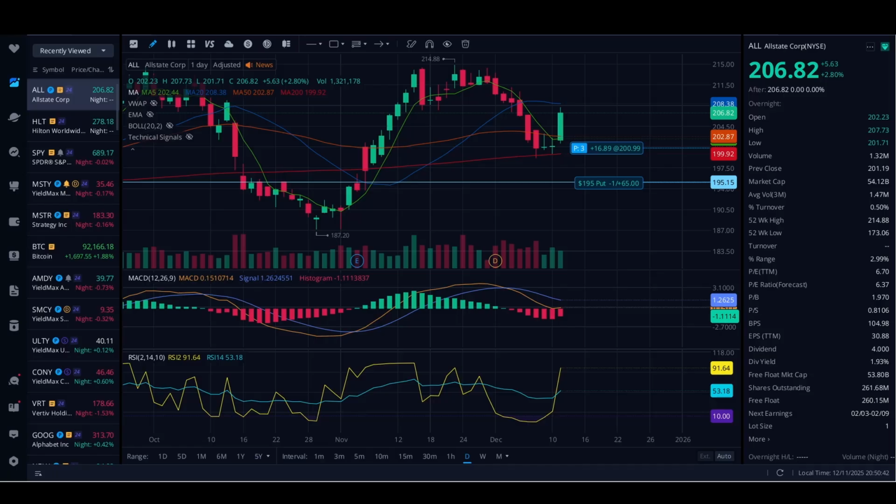So today I'm going to show you using Allstate how I determine if it's a stock that I want to be in. Then I'm going to show you how I select my entry points, and I'm also going to show you how I select my exit point.